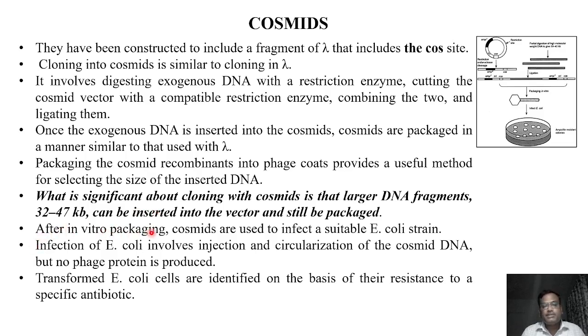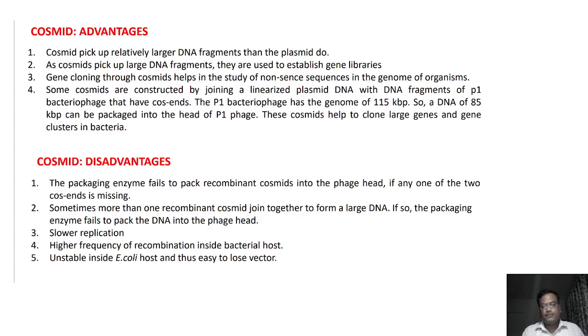After in vitro packaging, cosmids are used to infect a suitable E. coli strain. Infection of E. coli involves injection and circularization of the cosmid DNA, but no phage protein is produced. That means it mainly uses the lysogenic cycle, not the lytic cycle. Transformed E. coli cells are identified on the basis of resistance to a specific antibiotic. We discussed these antibiotic resistance sites while studying plasmids.